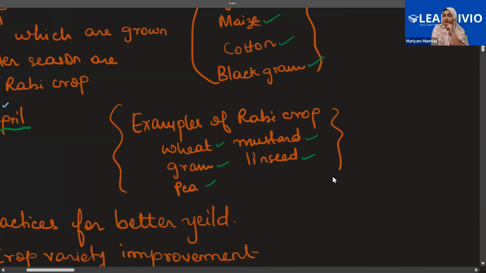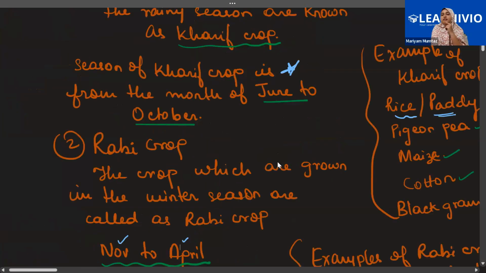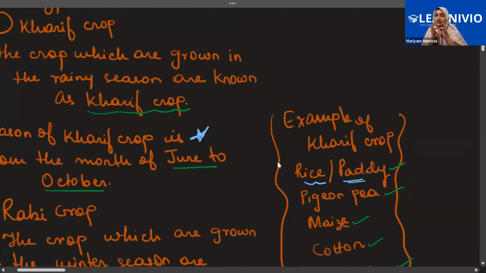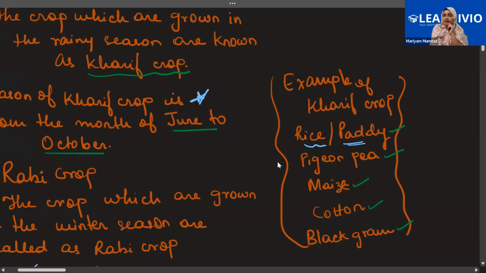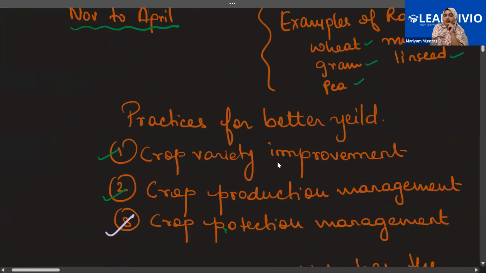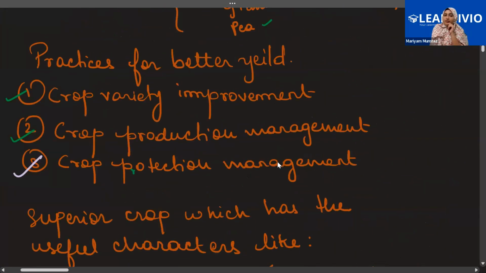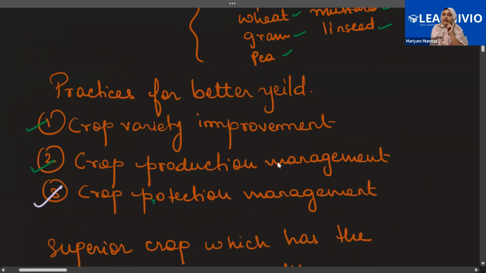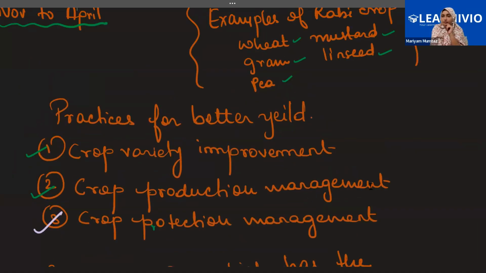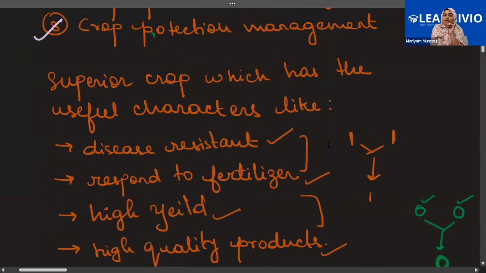Both of these types of crops form the major basis of our diet here in India. So all of these are extremely important. Now moving on to the practices for better yield, like how we can get a better yield of the different varieties of crops that we do have, right? So we're going to see that slowly.